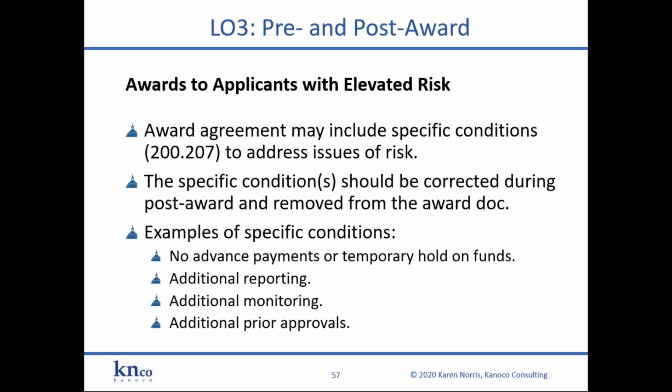The specific condition, whatever caused the issue, should be corrected during post-award. And once that problem area is corrected, like you've had an outstanding audit finding, well, fix it and show that you fixed it. And once the issue has been corrected, the awarding agency can amend the award document and remove the restriction. And now you're no longer a high risk grantee. Maybe you're moderate risk, a good thing.